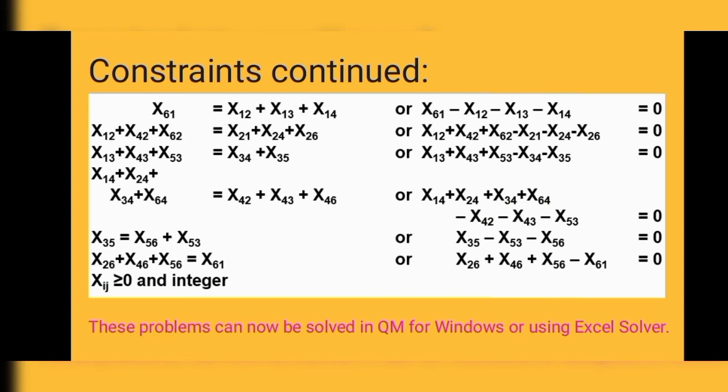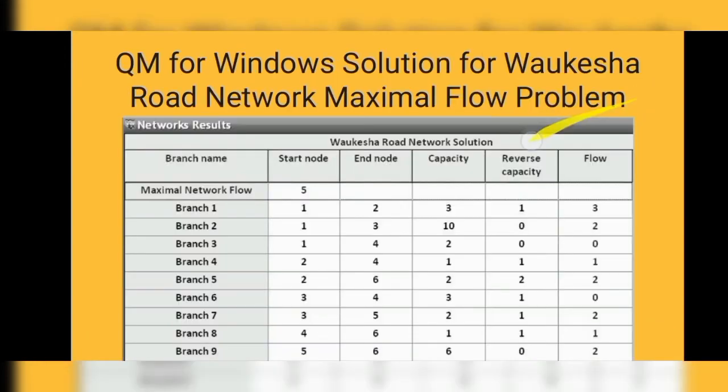So you can get the maximum flow by doing this manually, but nowadays we have Excel Solver or QM for Windows. It's just like this. So it is very convenient and you can save more time by using this. So that is all for the maximal flow problem.